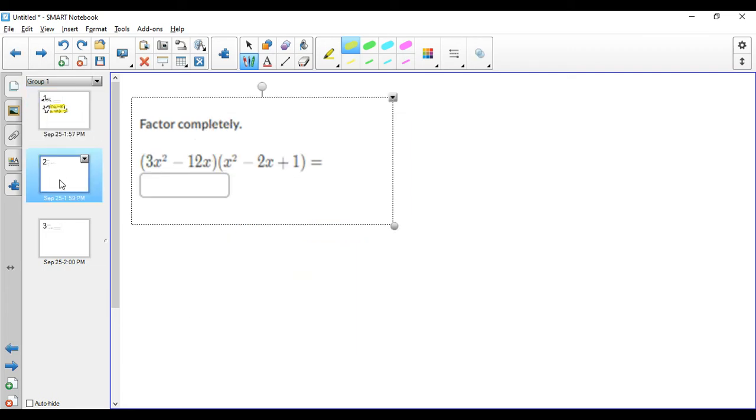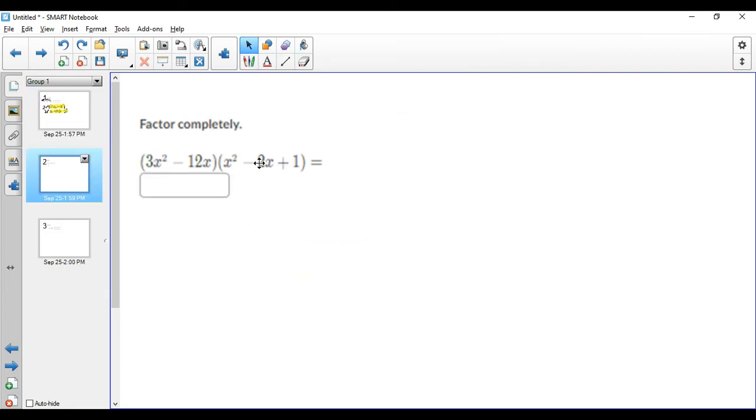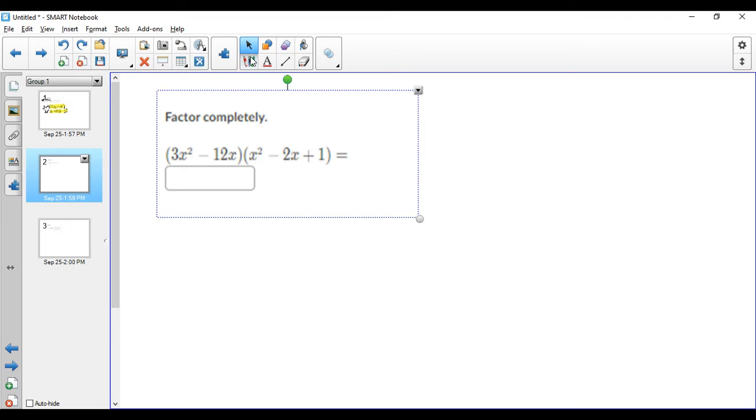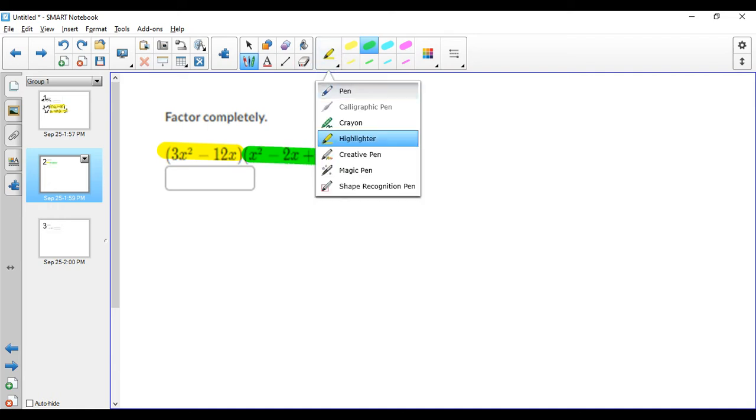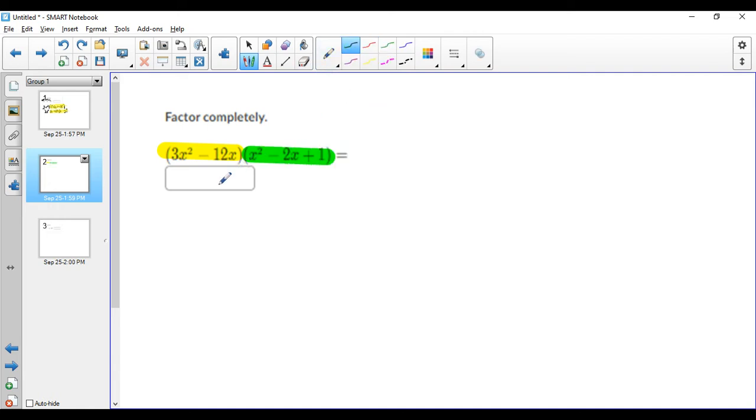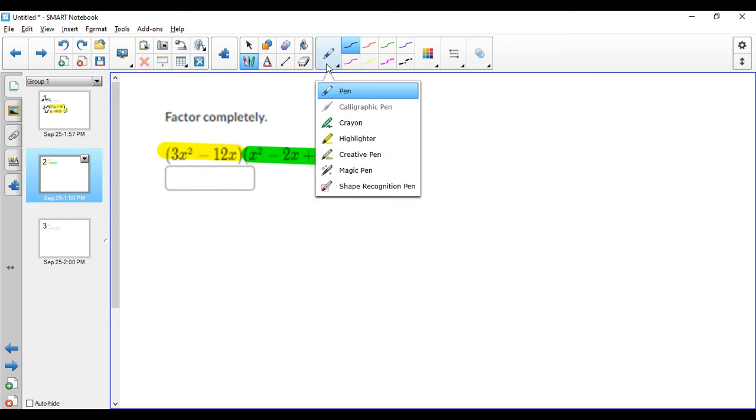Okay, second kind of question. It's very similar. We're going to treat this as 2 separate situations. So we have this first group, the second group. Let's factor them separately, but in reality, it's part of the same question. All right, so for the first part, this yellow part.